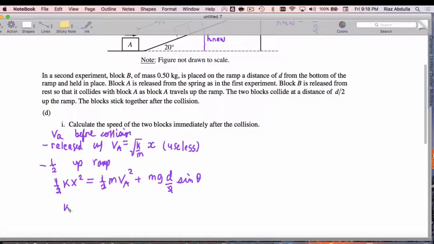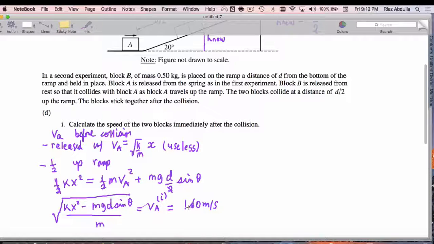And we're going to get the square root of kx squared minus mgd sine theta, all over m. That's going to equal VA before the collision, so that's VA initial. And when we go ahead and actually solve that, we will end up getting 1.60 meters per second. And here I'm using g as 10, so that's 1.60.